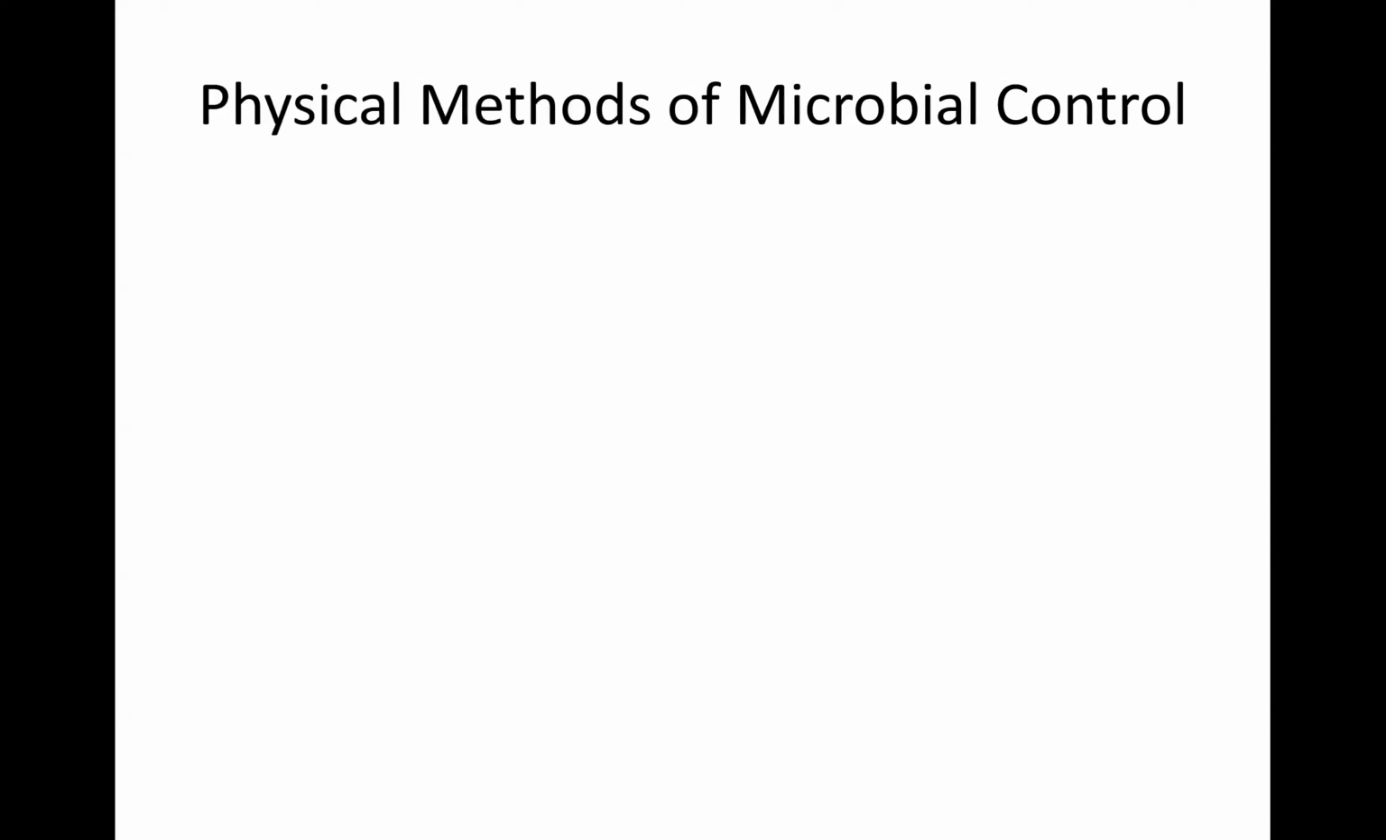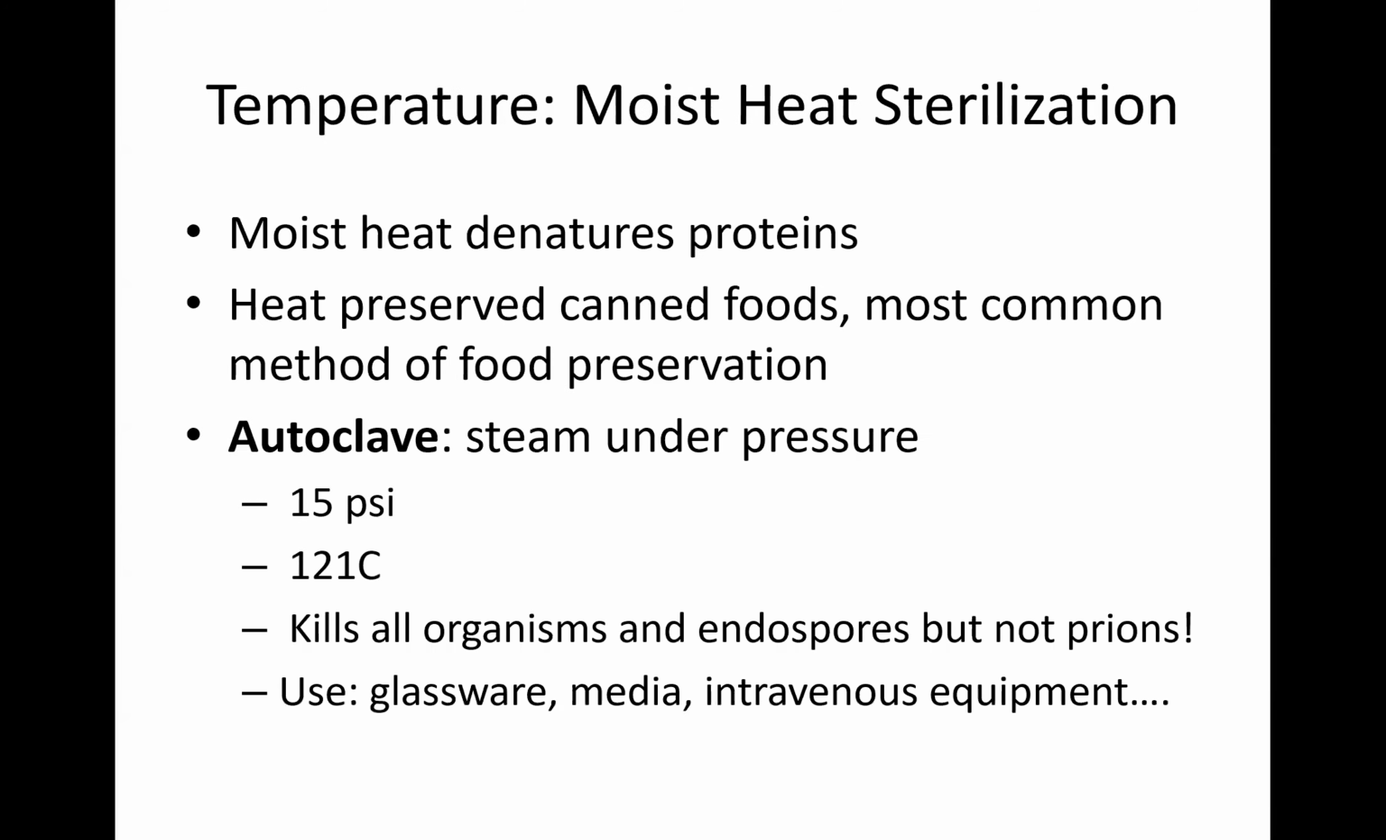All right, so we're first going to make mention of physical methods, and then we'll talk about those chemical methods. So first that we're going to talk about is temperature. The most efficient sterilization technique is to utilize moist heat. And we would undergo what is known as autoclaving. And this is going to be steam under pressure. So it's 15 psi, which is pounds per square inch. You usually think about 121 degrees Celsius, and this can be anywhere from 20 to 45 minutes. But it kills all organisms and even those endospores. And if you remember, endospores are very hardy.